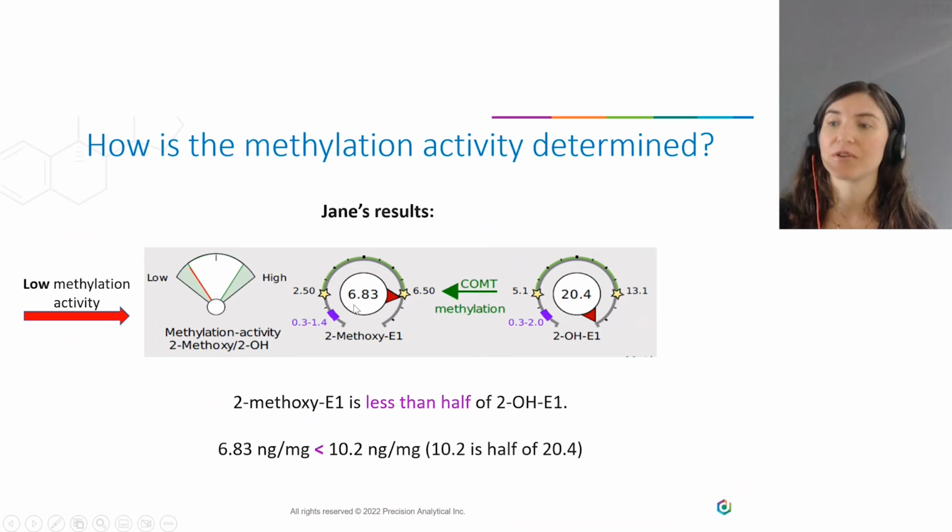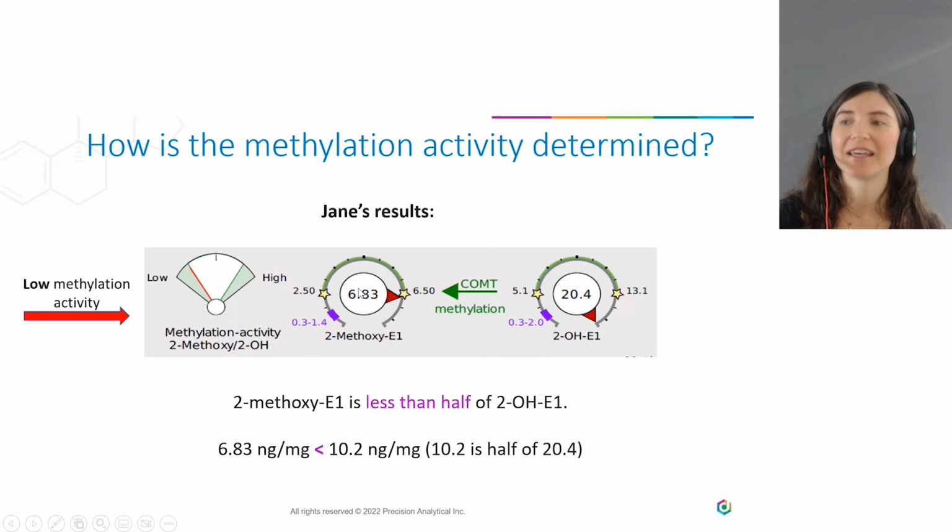And with Jane's results here, so let's calculate it. The 2-hydroxy-E1 number is 20.4. Okay, what is half of 20.4? It's 10.2. So the 2-methoxy-E1, the 6.83, is that less than 10.2 or more than 10.2? It's less, right? So that's why this red dial is pointing to the left. So she's got low methylation activity.